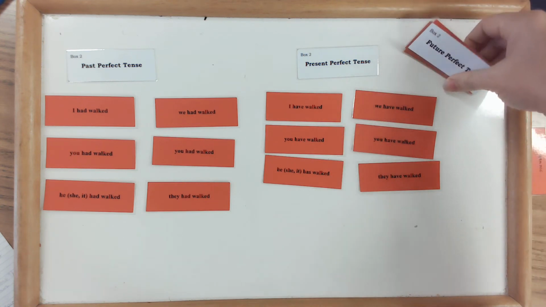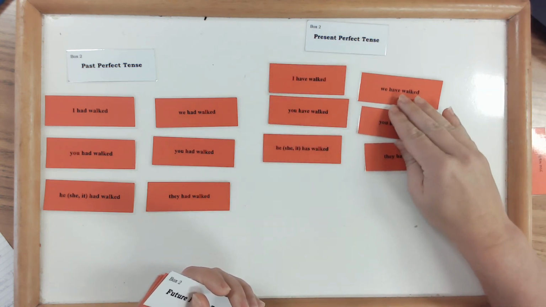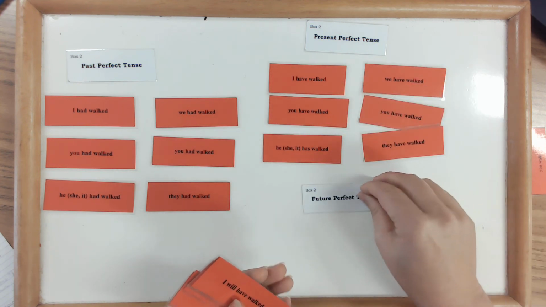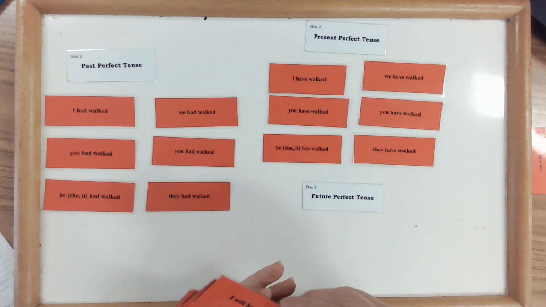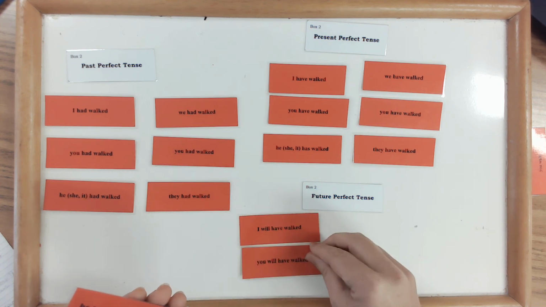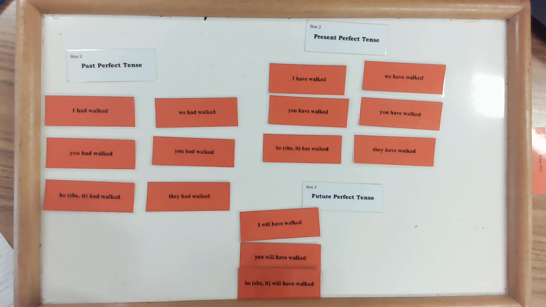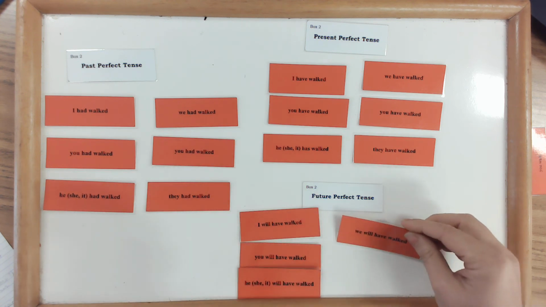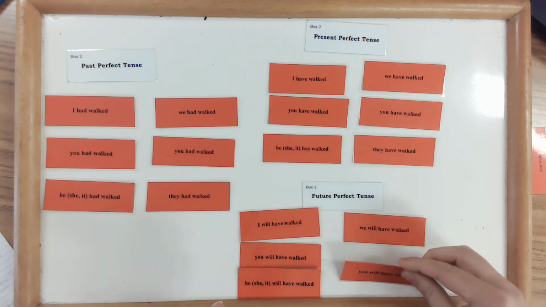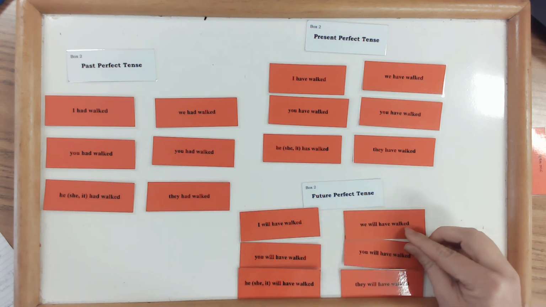So let's see what it looks like with the future tense. So I'll move some things, make some space for it. The future perfect tense: I will have walked, you will have walked, he, she, it will have walked, we will have walked, you will have walked, and they will have walked.